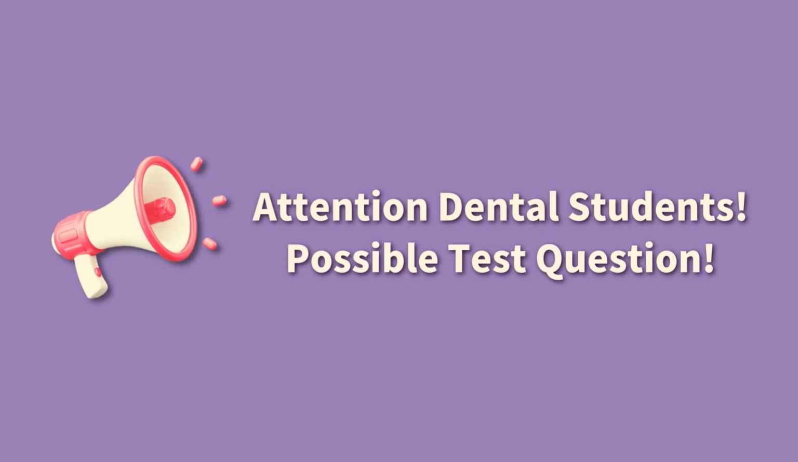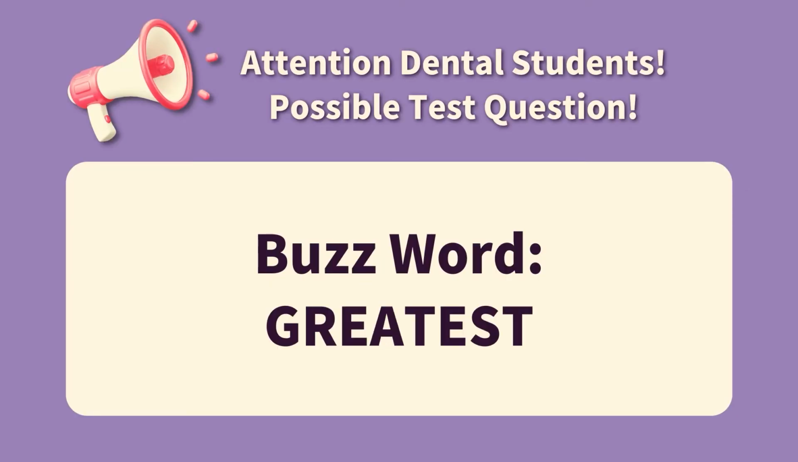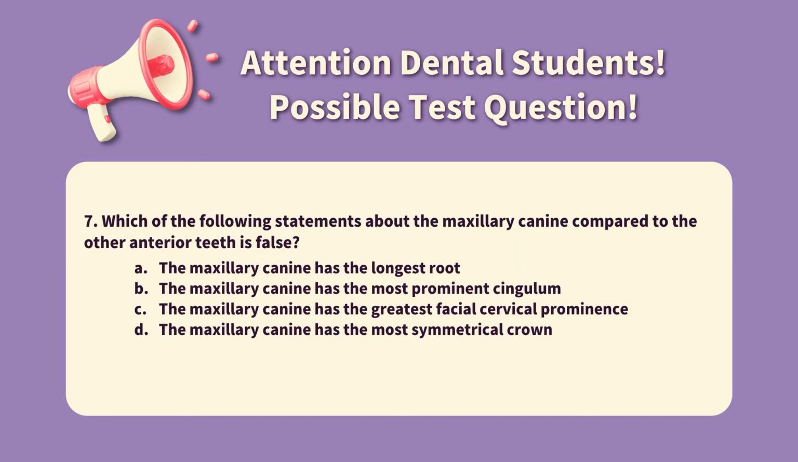Attention dental students. For great test questions, watch out for words like most and greatest. Which of the following statements about the maxillary canine compared to the other anterior teeth is false? Let's go through these options together. The maxillary canine has the longest root. That's true. The maxillary canine has the longest root in the mouth, the longest root of the maxillary teeth, and the longest root of all the anterior teeth. That's not the correct answer.